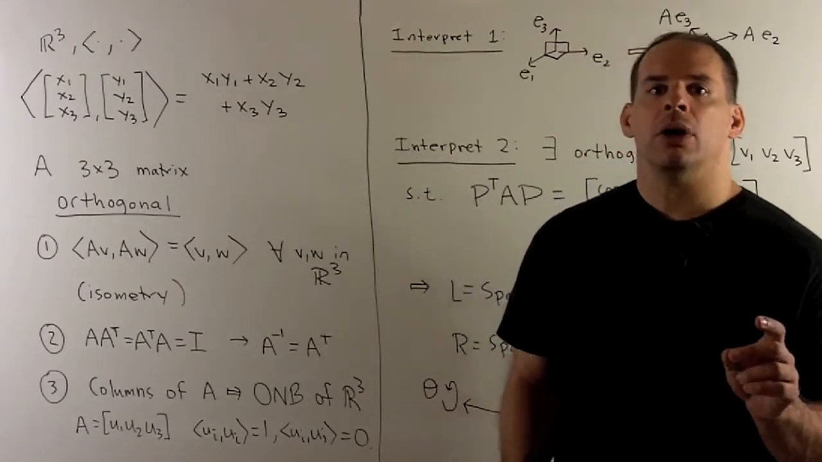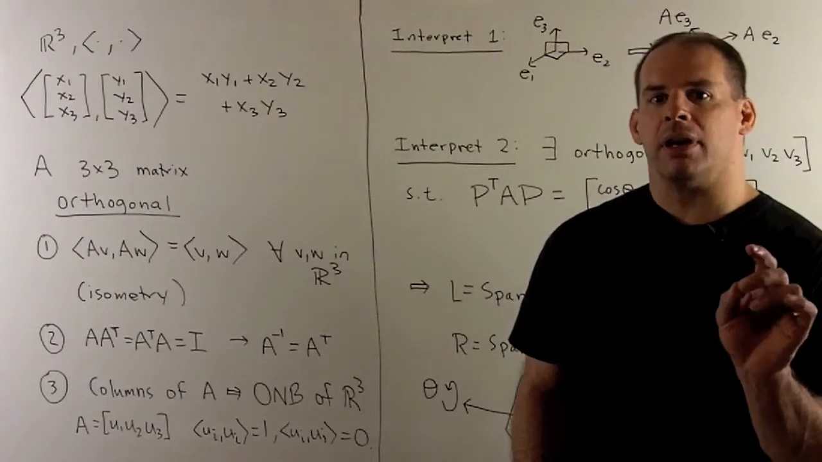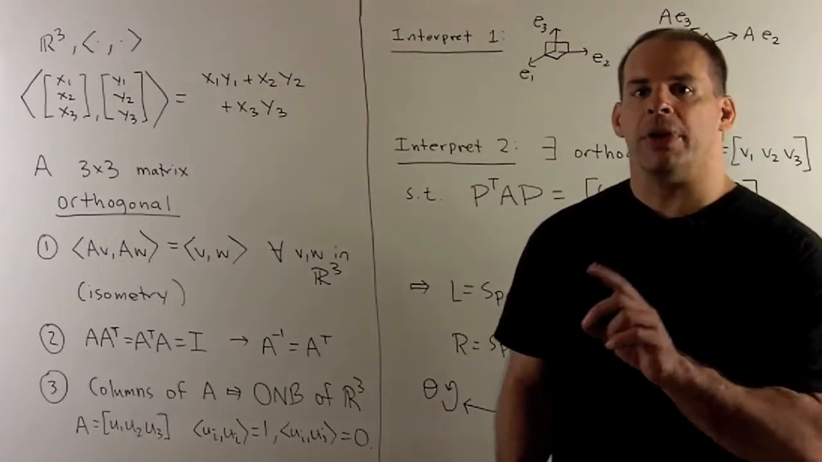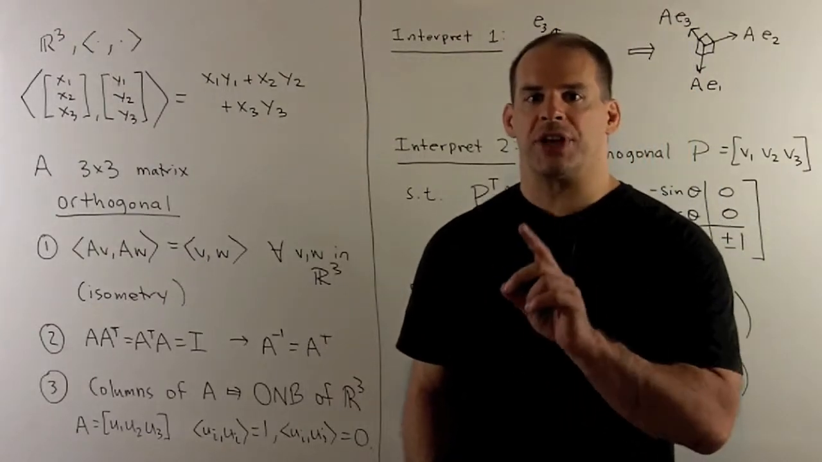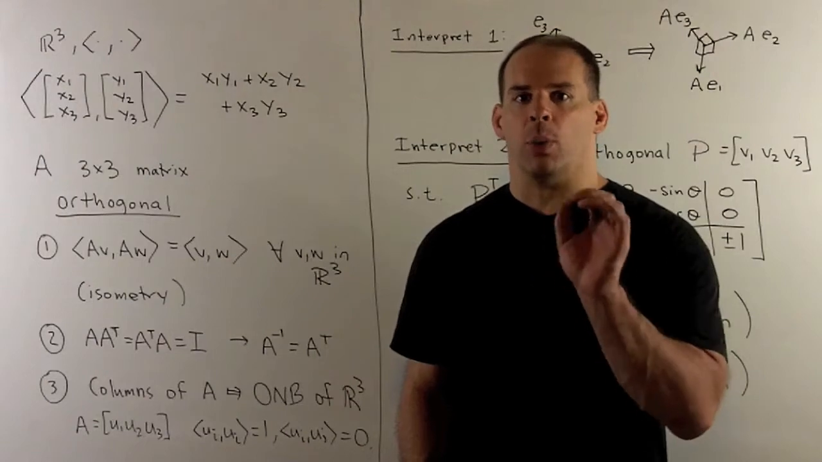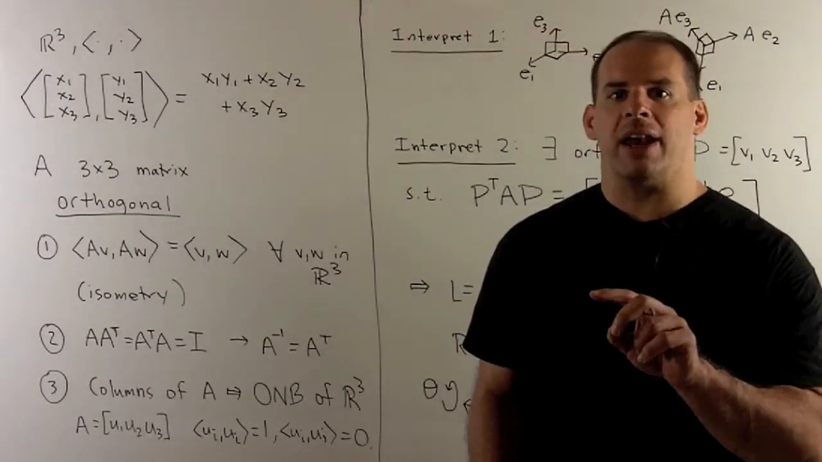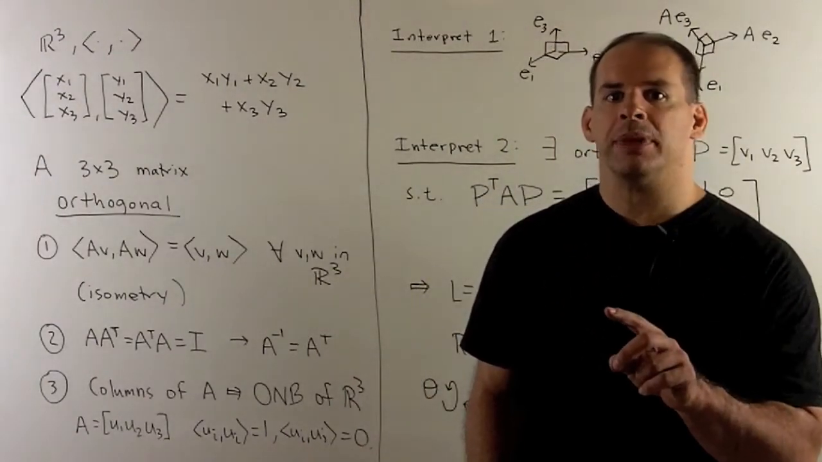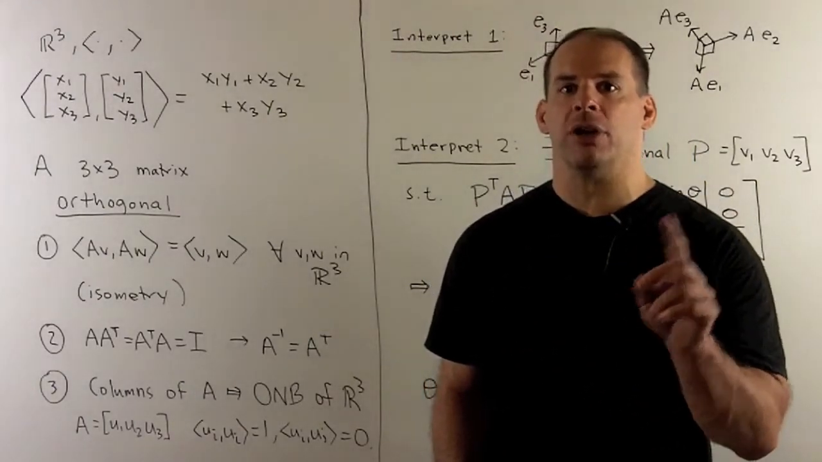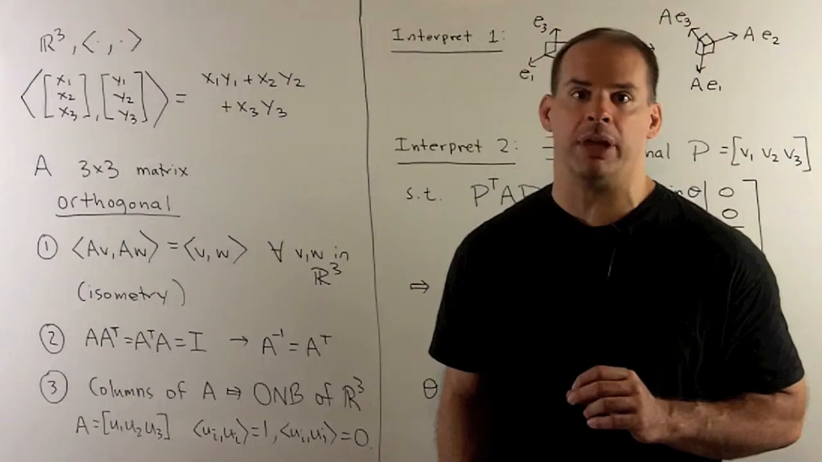Now, in this talk, we want to give an interpretation in terms of geometry. So in the 2 by 2 case, two things could happen for an orthogonal matrix. If the determinant was equal to 1, then we were just looking at a rotation in the plane. If the determinant was equal to -1, we were looking at a reflection through some line through the origin in the plane.